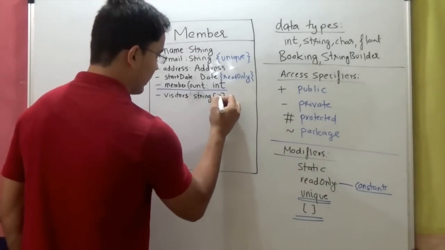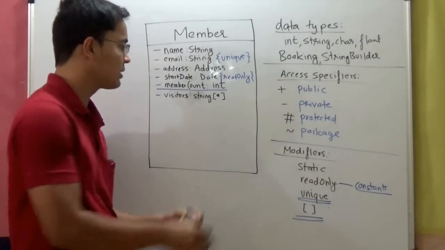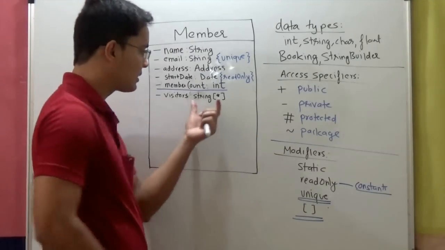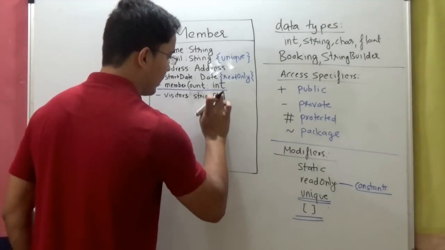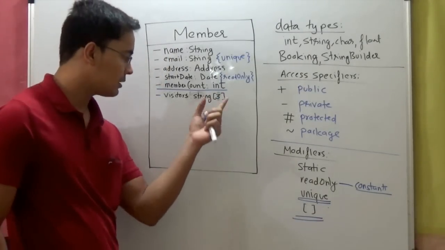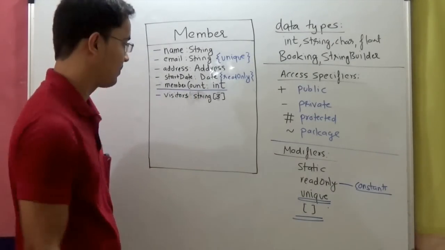If you specify it as star, that means an infinite number of values can be there in this array. But if you want to limit the size of the array, then you can specify it, let's say, 3. So you can say the size of this array will be 3, so only 3 visitors will be allowed per member.